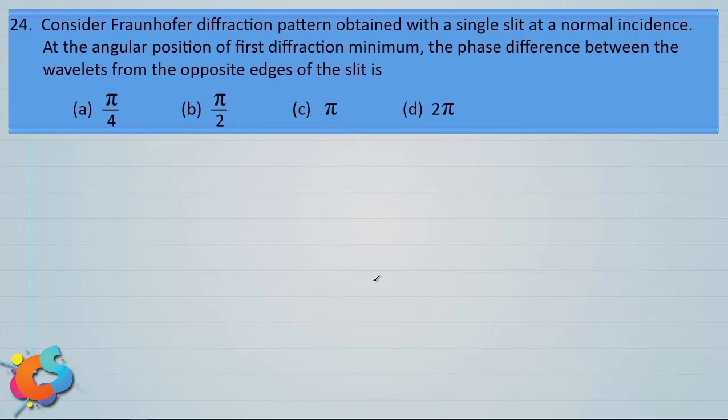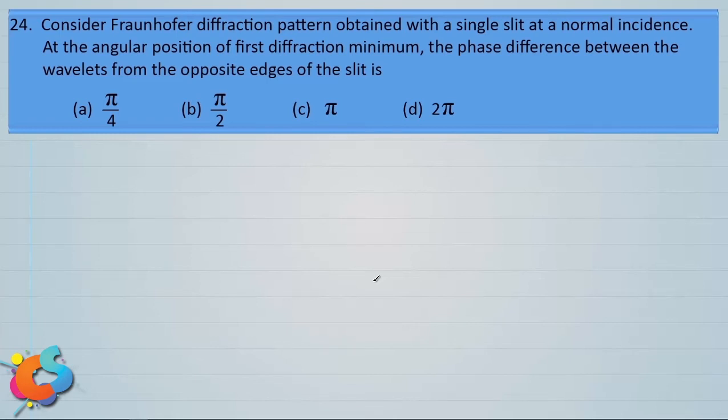Let's take up the next question in diffraction. Consider Fraunhofer diffraction pattern obtained with a single slit at normal incidence. At the angular position of first diffraction minimum, the phase difference between the wavelets from the opposite edges of the slit is: options A, pi by 4; B, pi by 2; C, pi; and D, 2 pi.